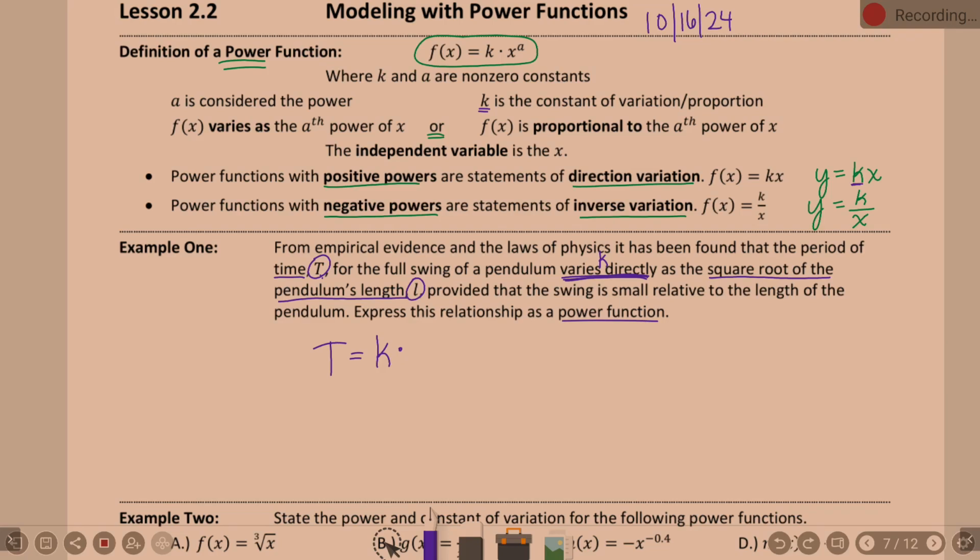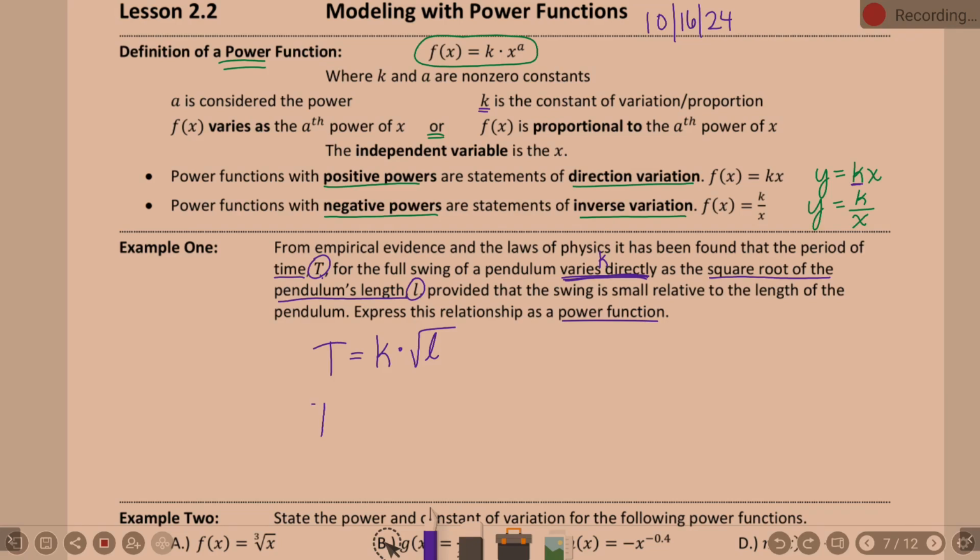The length. There's a little bit of a catch there. Not just the length, but the square root of the length. So k times the square root of L. That's basically the power function, except if it's a power function, what's the key here? It's supposed to be in this form, k times x to some power a. We have k times the square root of L.